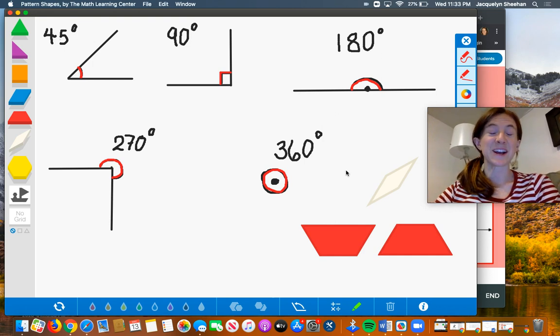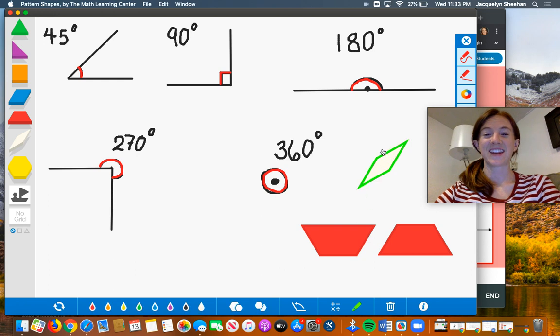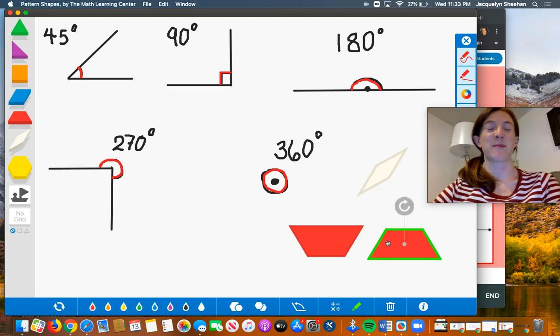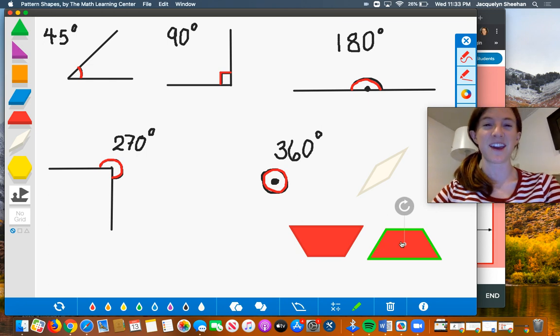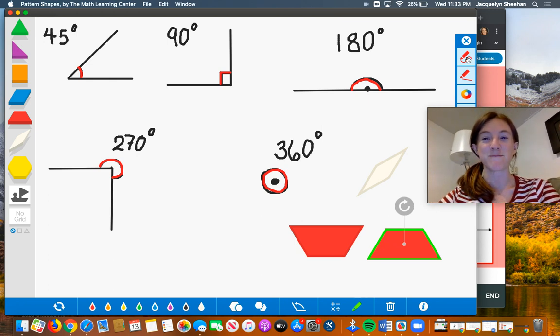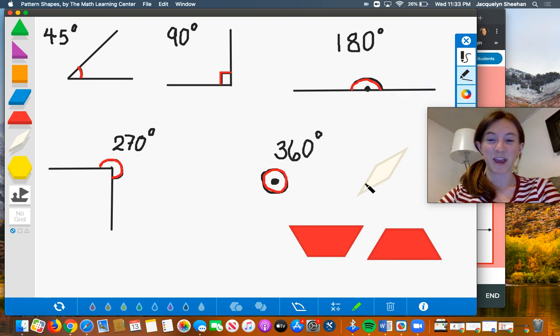Okay, there's a couple shapes that we didn't go over very much yesterday, and that is this little beige diamond and these two red trapezoids. I want to use today to see if we can figure out the missing angles on these shapes. So this beige diamond has a very tiny angle, and I want to see if we can use benchmark angles to figure out what this angle is.